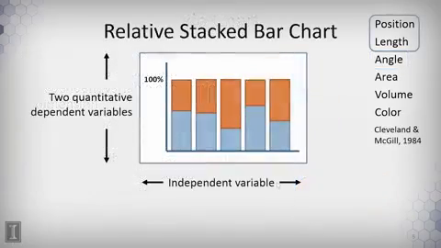And in fact, it's better just to use a stacked bar chart instead of a pie chart. In this case, each one of these bars can represent a separate pie chart because it's representing the separate relative contribution to the whole of multiple dependent variables as they vary across some independent variable.